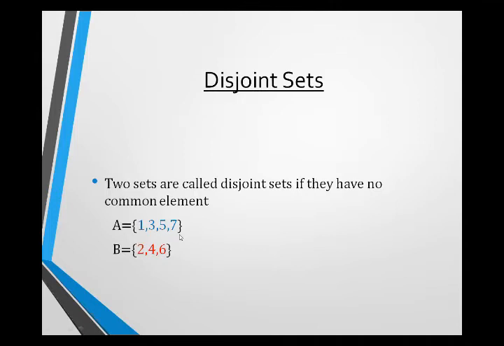I repeat, students, please listen carefully. Two sets are disjoint sets if they have no common element. Here is the example: A equals 1, 3, 5 and 7, and B equals 2, 4 and 6. The numbers written in blue are in set A and the numbers written in red are in set B. But no number is common to both sets, so they are called disjoint sets.